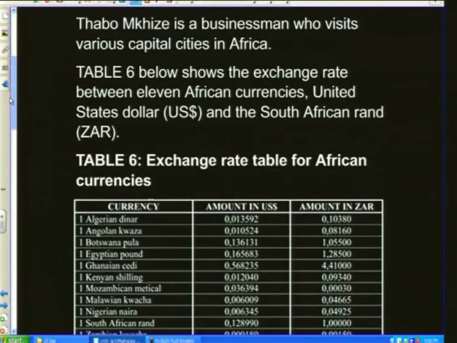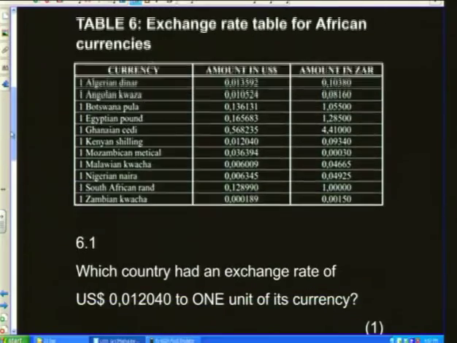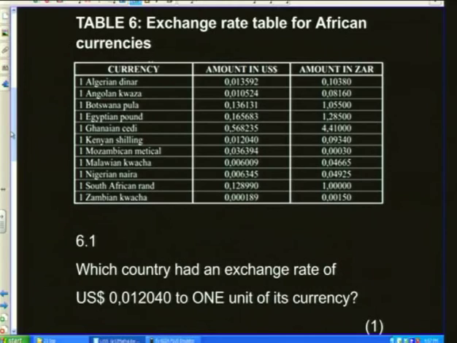Thabo McKees is a businessman who visits various capital cities in Africa. Table 6 below shows the exchange rate between 11 African currencies, United States dollar, and the South African rand. And there is our table over here. And I don't know how clear that's coming out on your screen, but hopefully you can see that. Okay. Now it says which currency had an exchange rate of 0,012040 to 1 unit of its currency.